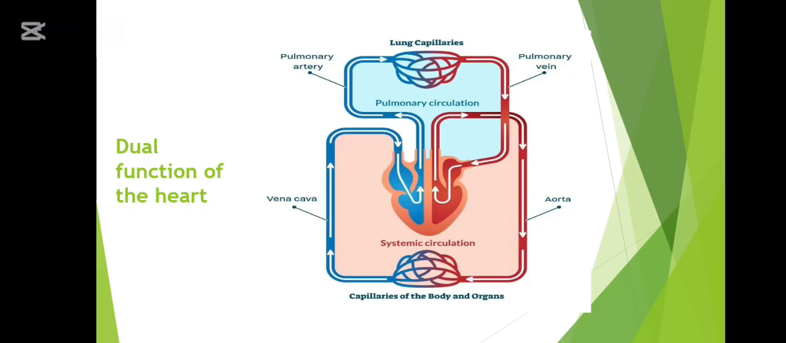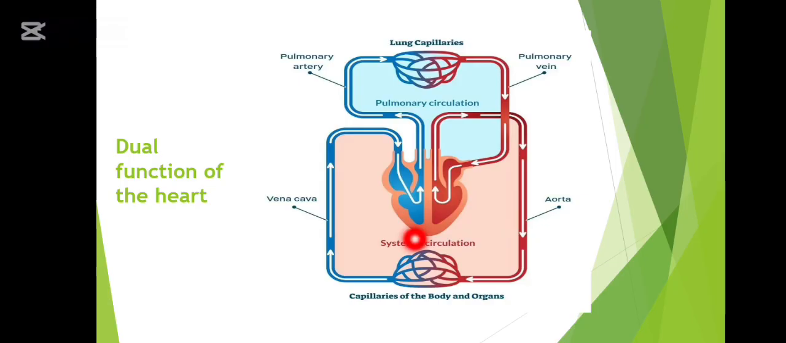And when I mentioned the dual function of the heart, we are just describing the fact that the heart has two systems. We are going to call them pulmonary circulation and systemic circulation. So the major role of pulmonary circulation is to purify the deoxygenated blood, so that the blood that is going to be pumped to the rest of the body is oxygenated blood. So where is pulmonary circulation starting from?